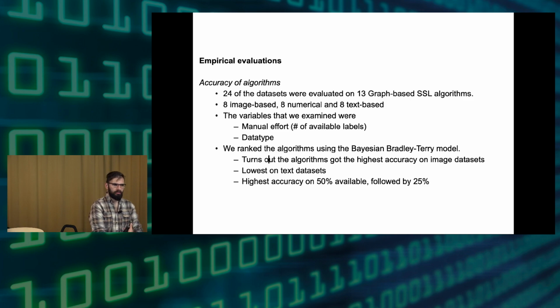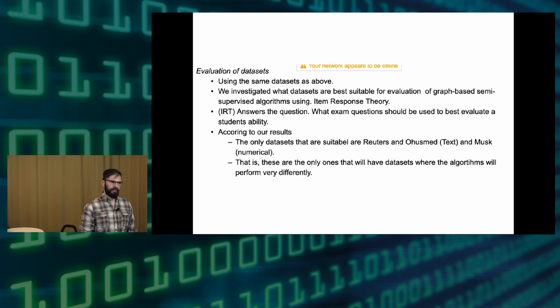And it turns out that the algorithms got the highest accuracy on image data sets, very high, like some of them had almost 100%. The lowest were the text data sets, which didn't perform as well, but still pretty high. And when it came to available labels, it was actually highest accuracy when you have 50% or 25%, which is quite interesting. But that's how we want it to be. We want semi-supervised learning to perform better when we have few labels. I mean, that's the purpose of it. So that was pretty good results. And then we have another paper that we wrote also, evaluation of data sets.